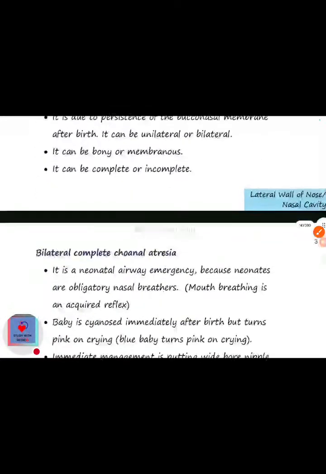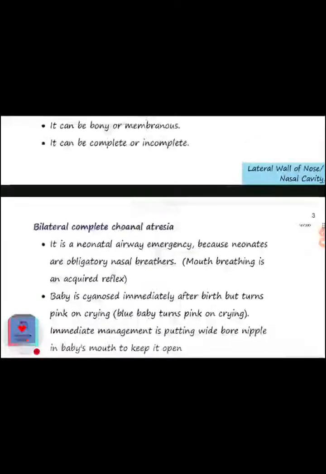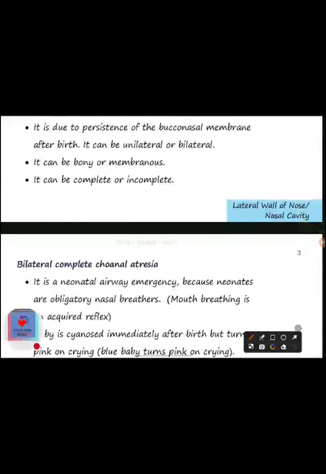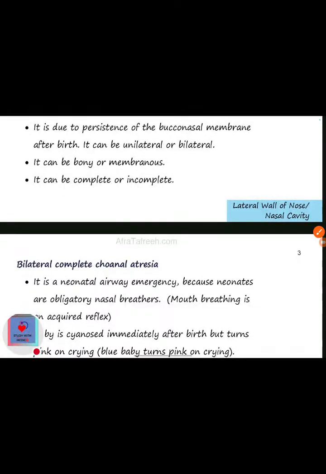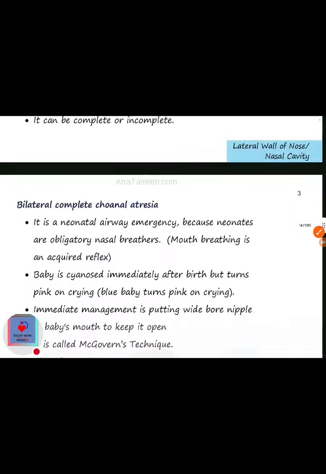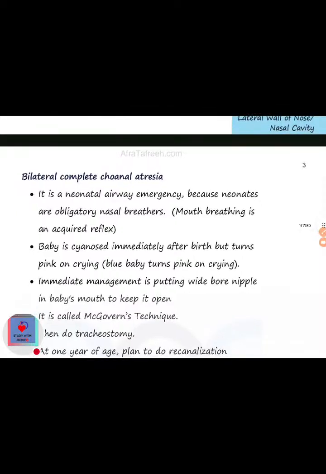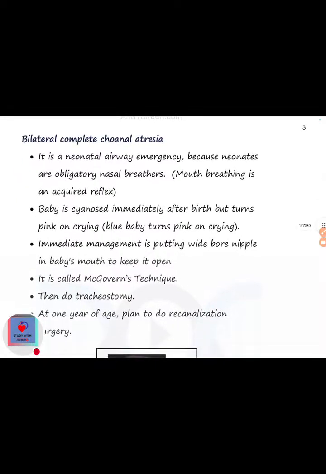It can be complete. It can be bony or membranous, because we are saying bucco-nasal membrane, bony or membranous. Most commonly it is bony. Why is it a problem? Since it is blocked, the person cannot breathe. If it is unilateral, with the other nose the baby can breathe. If both are blocked, the baby cannot breathe.